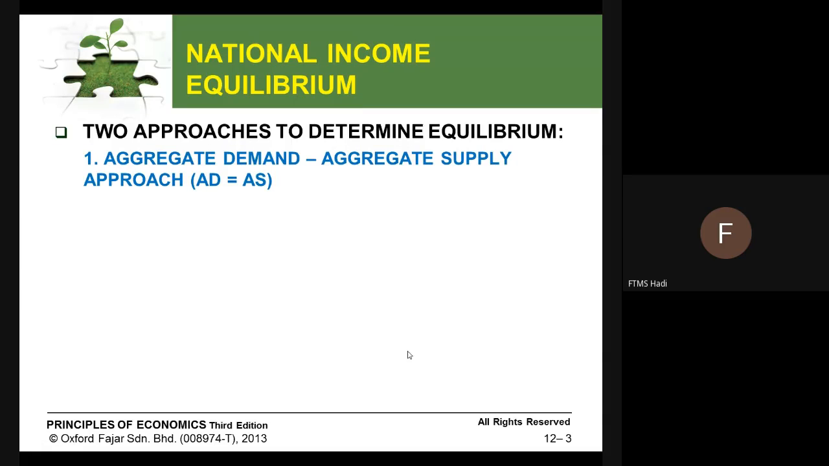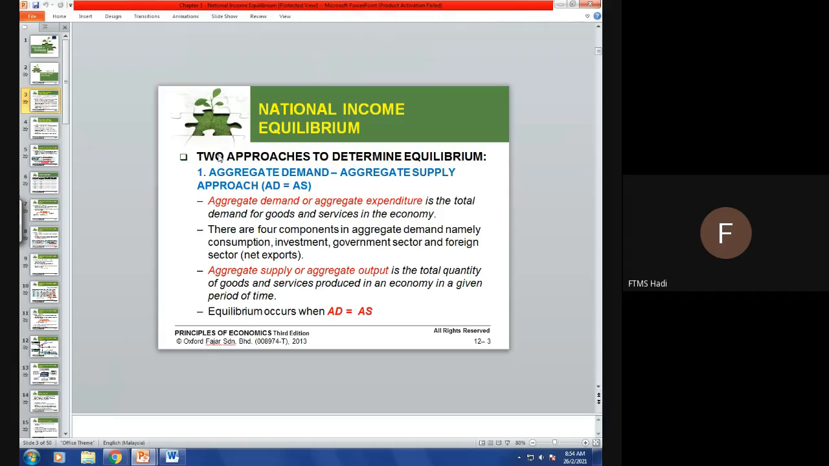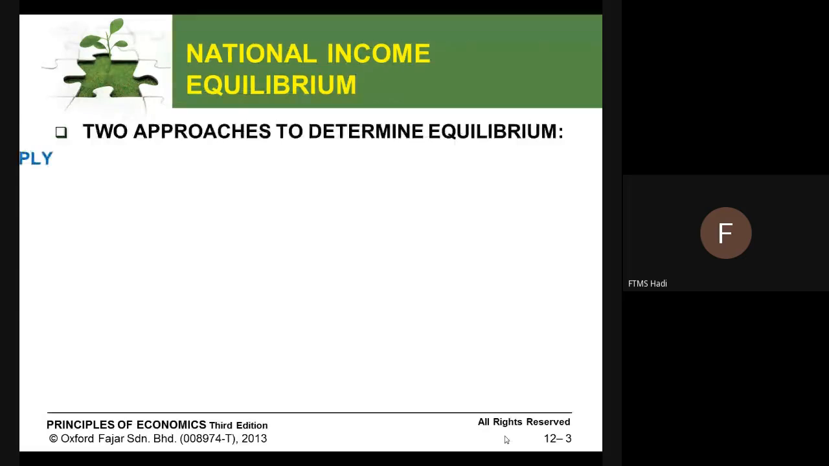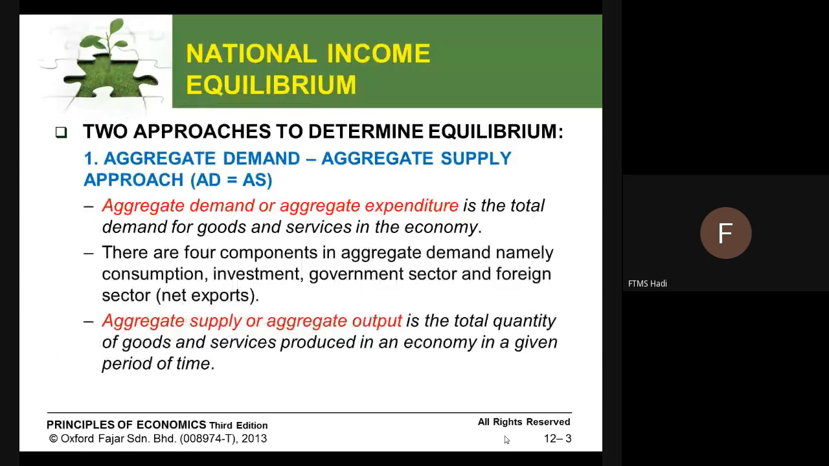All right, these are the ones that I'm talking about. In order to calculate the equilibrium, this one cannot use arrows. In order to calculate national income equilibrium for macroeconomics, they will use an equation of aggregate demand equals aggregate supply. AD is equal to AS.